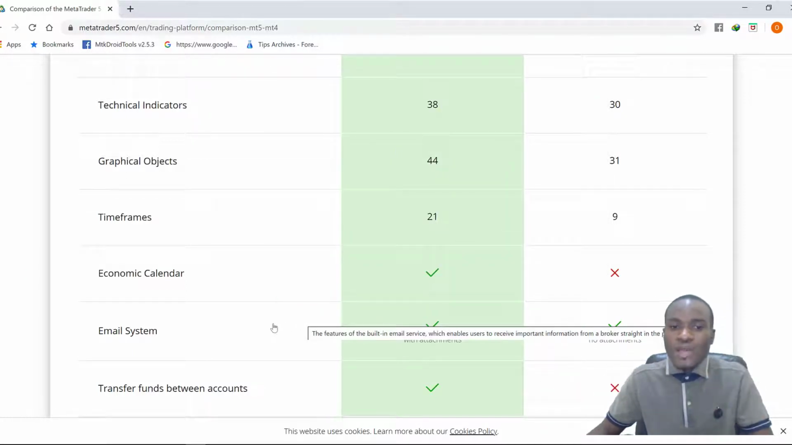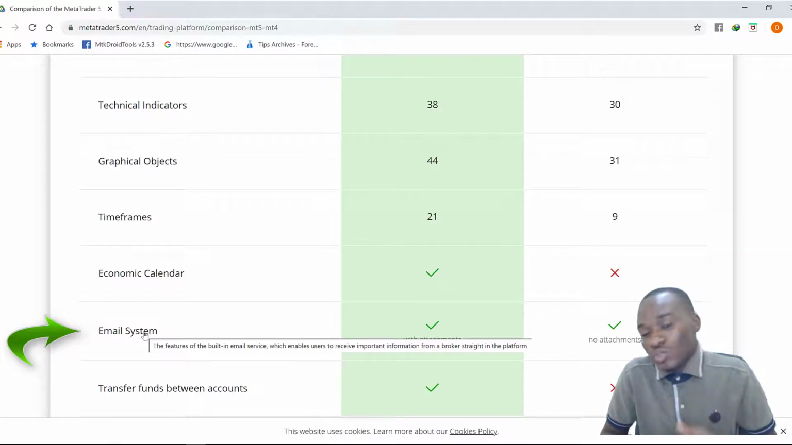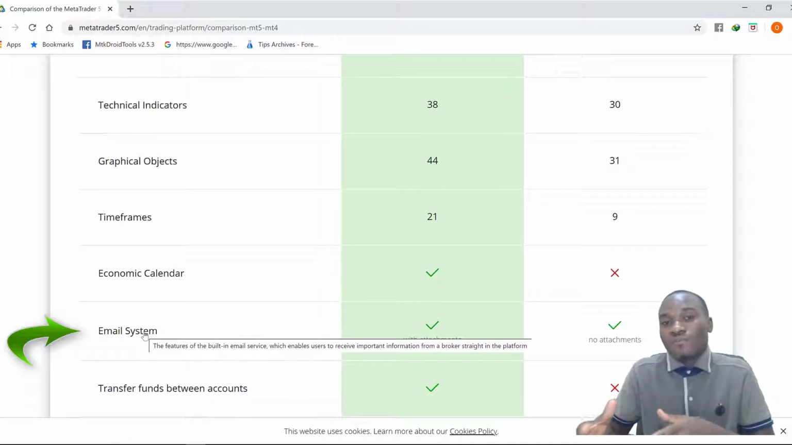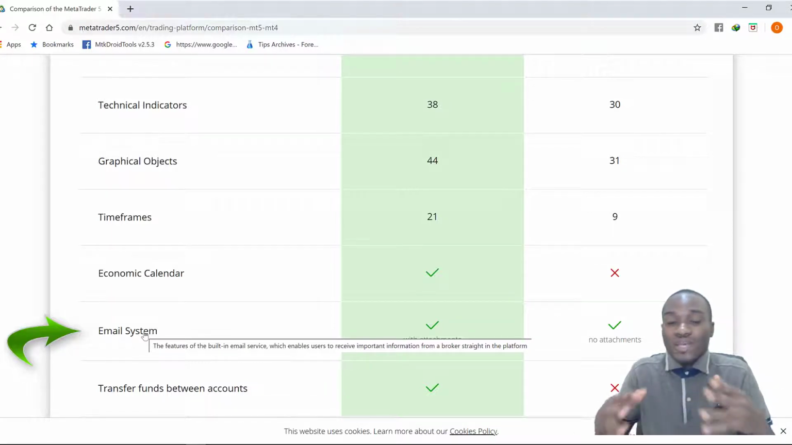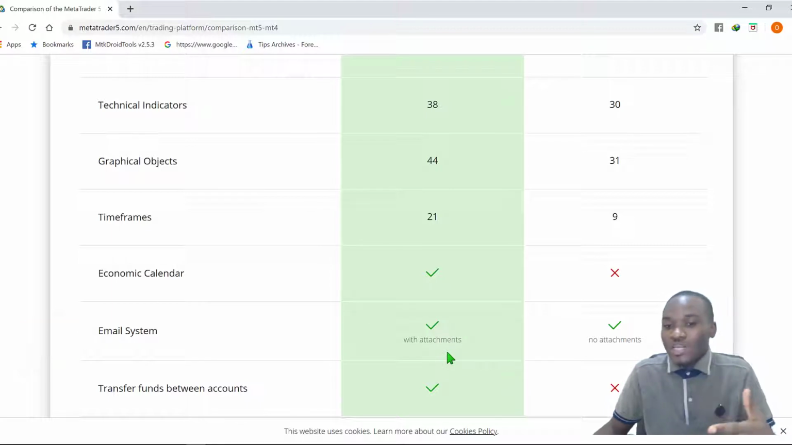And then we have the email system, the feature of the built-in email service, which enables users to receive important information from a brokerage straight in the platform. So let's say, for example, your brokerage firm wants to send you an email about maybe important information. Your brokerage firm can directly send this to your Metatrader 5, which can pop up and notify you, and then you get this information. Whereas on the Metatrader 4, it's also available. You have the option, but there will be no attachment. But on the Metatrader 5, there will be attachments.